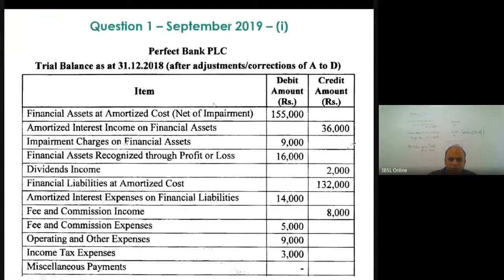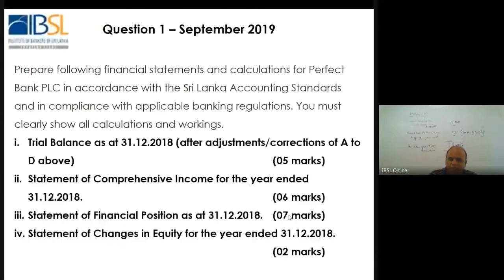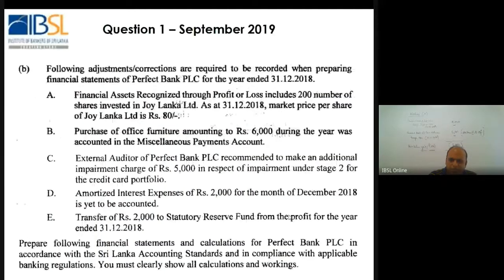Now look at the trial balance they have prepared. As you know, the financial assets recognized through profit or loss has become 16,000. You see, that is there. And the miscellaneous payments account has become 0. And the property, plant and equipment account has become 26,000. Okay. And fair value loss on financial assets recognized through profit or loss, the 2,000. You see. So far the two adjustments that we have done, it has gone to the trial balance and you have to adjust it accordingly.